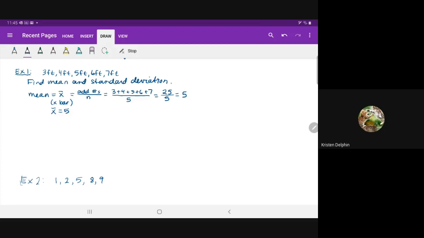Say this was, well, they're feet, so it's not a really good example to give you what it means. But if I plotted these on a number line, 1, 2, and then 5's over here, and then 8 and 9. And then if I did the other ones on a number line, they're 3, 4, 5, 6, 7. Do you see how these are more spread out, and then these are more packed in?